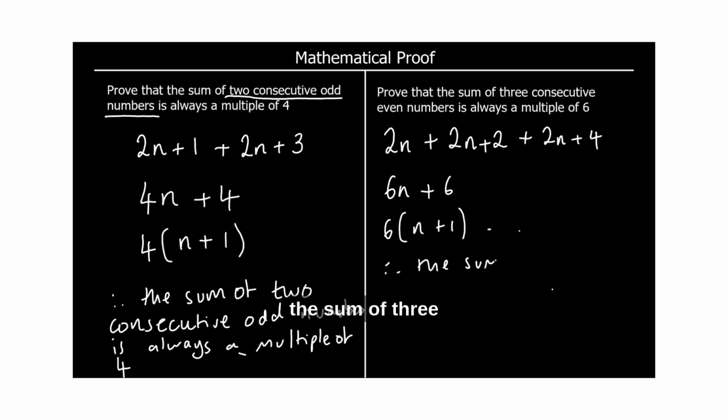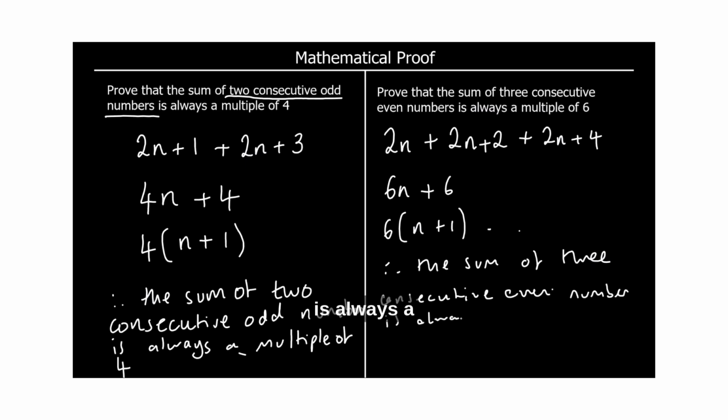Therefore, the sum of 3 consecutive even numbers is always a multiple of 6.